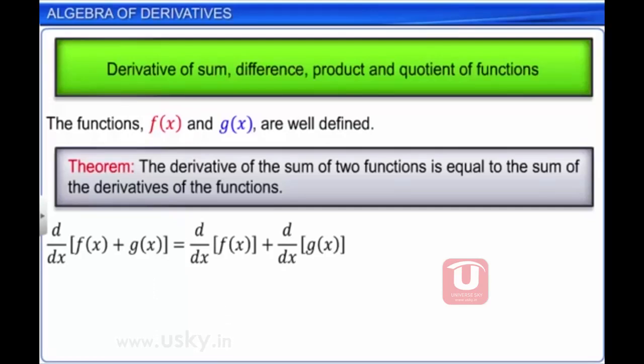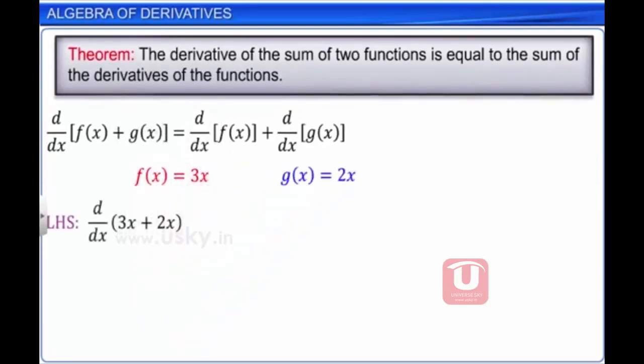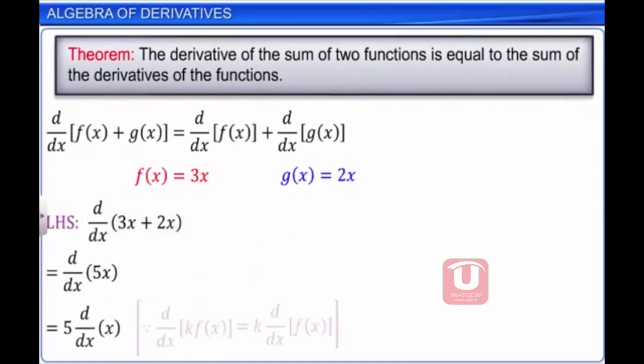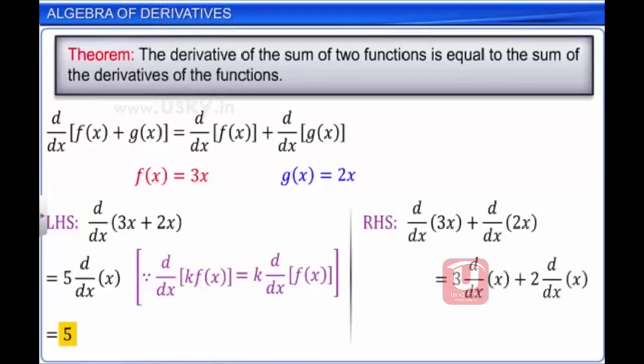Let's verify this theorem with the help of an example. Let f of x and g of x be as shown. We will first evaluate the left-hand side of the theorem. Note that the derivative of a constant multiplied by a function is equal to constant times derivative of the function. Now, we will evaluate the right-hand side. Hence, the theorem is verified.